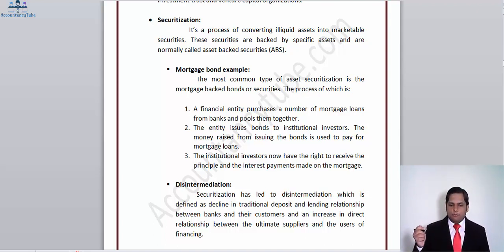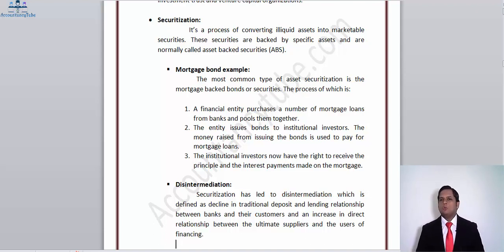If you look at the definition, it's the process of converting illiquid assets into marketable securities. These securities are backed by specific assets and are normally called asset-backed securities. Now, let's suppose there is a textile factory, and we have got a plant to make cloth. Now the company intends to expand.